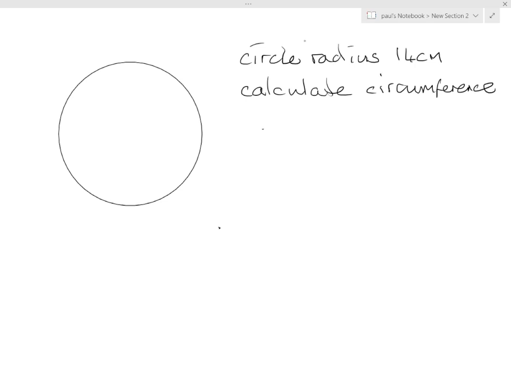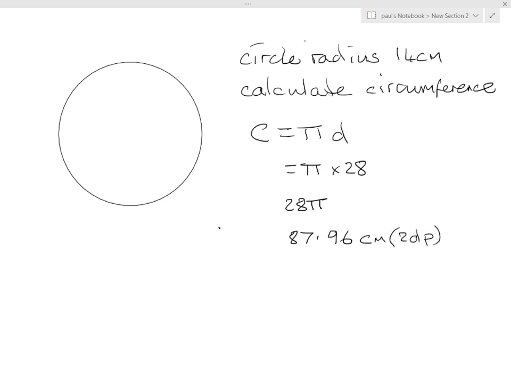Right, so what are we doing here? We know that the circumference equals pi times d. The radius is half the size of the diameter, so this is going to be pi times 28, which in terms of pi is 28 pi. As a decimal, pi times 28 equals 87.96 centimeters, and I've rounded that to 2 decimal places. So there's all sorts of things going on with these, but you don't need to know all of that.